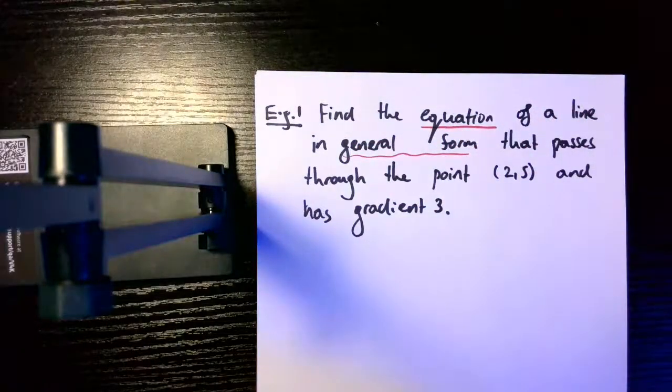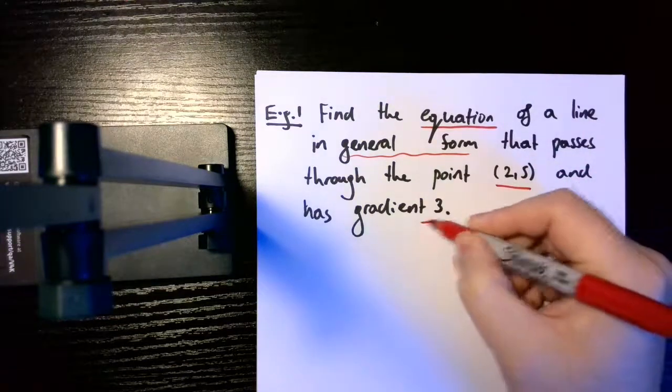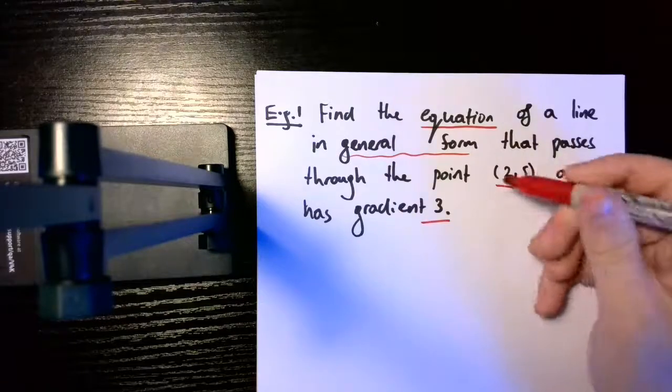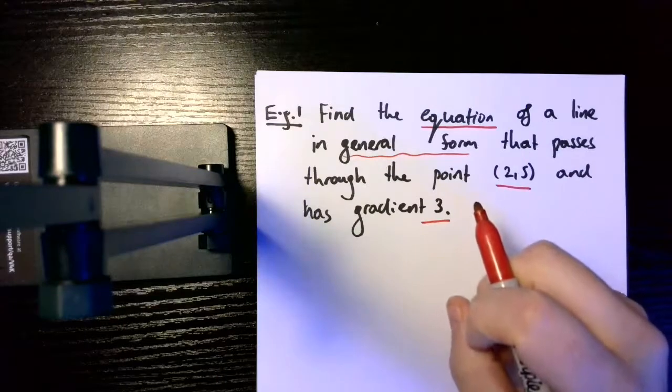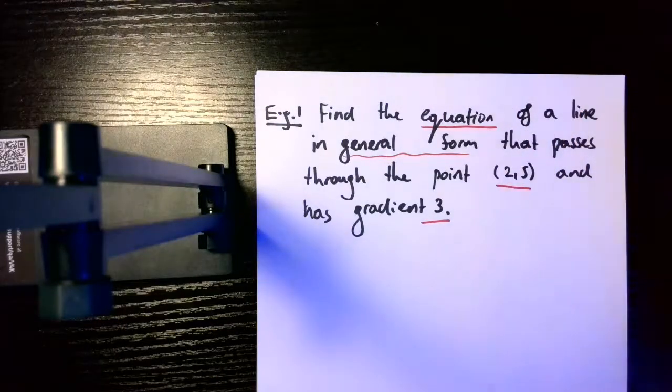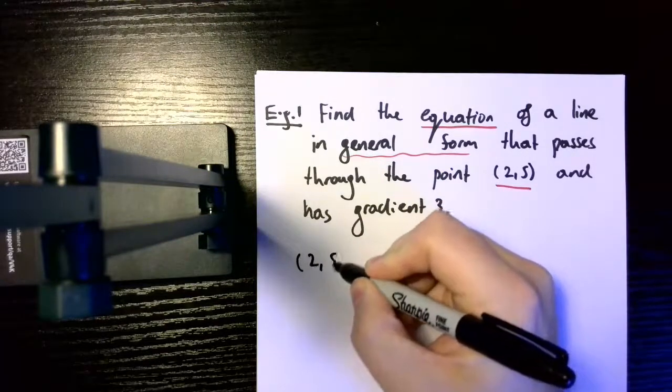That means we have everything over one side. It passes through the point (2, 5), so we have our point, and it has a gradient of 3. Now we have our gradient and our point. When you see questions like this, that should be your hint to use the point gradient formula.